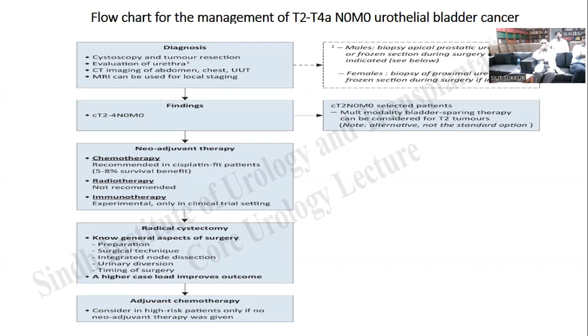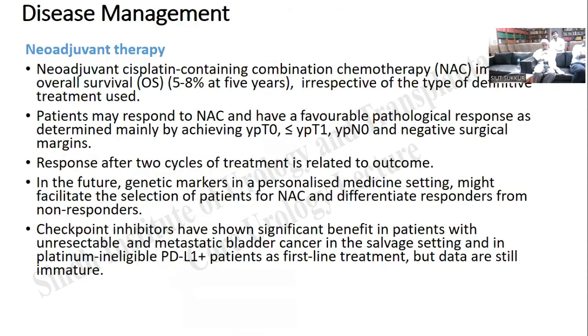Neoadjuvant chemotherapy is recommended in cisplatin-fit patients, with a 5 to 8% survival benefit. Radiotherapy is not recommended. Immunotherapy is experimental only, in clinical trials. Then radical cystectomy, including general aspects of surgery, preparation, surgical techniques, lymph node dissection, urinary diversion, and timing of surgery. A higher case load improves outcome. Adjuvant therapy is considered in high-risk patients only if no neoadjuvant therapy was given.